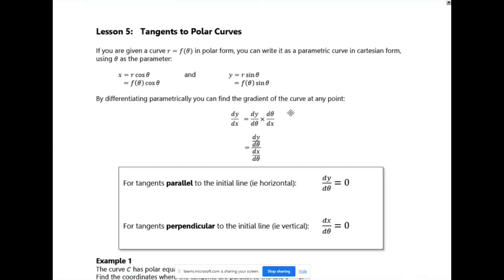You only ever get asked to work out tangents to polar curves that are either vertical or horizontal, so either perpendicular to the initial line or parallel to the initial line. Okay.